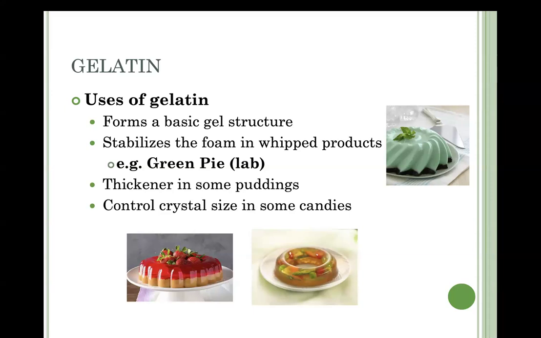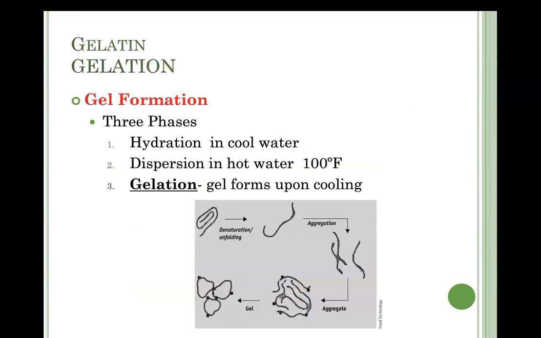Gelatin, we also use it as a thickener in some puddings, but we also use it to control the crystal size in candies so that it stays nice and clear. If you have very large crystals in your candy, it will have like an opaque look to it. You won't be able to see through it. So gel formation happens in three phases. All right. We spoke about this several times. The first thing you want to do is hydrate it in cool water. All right.